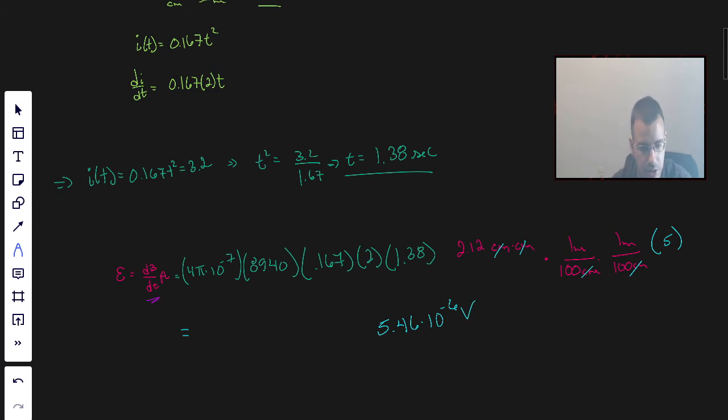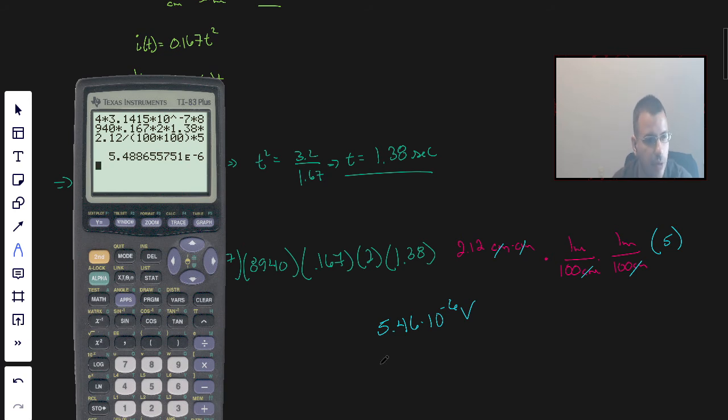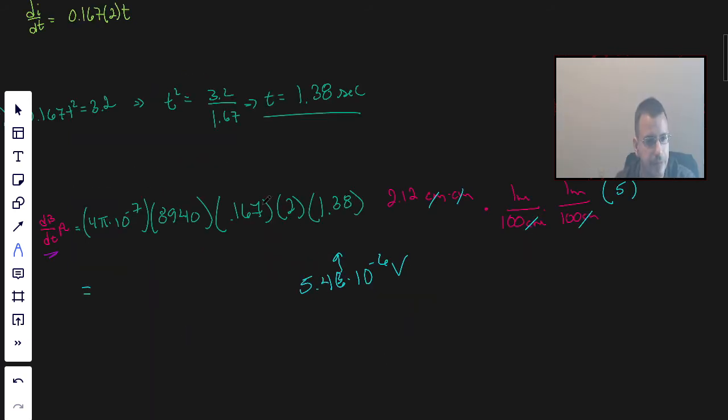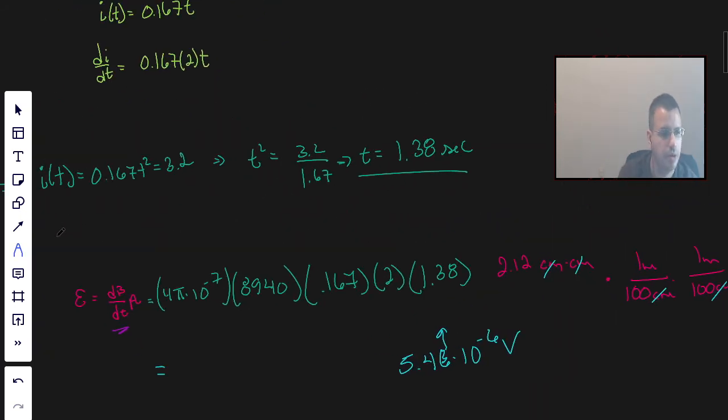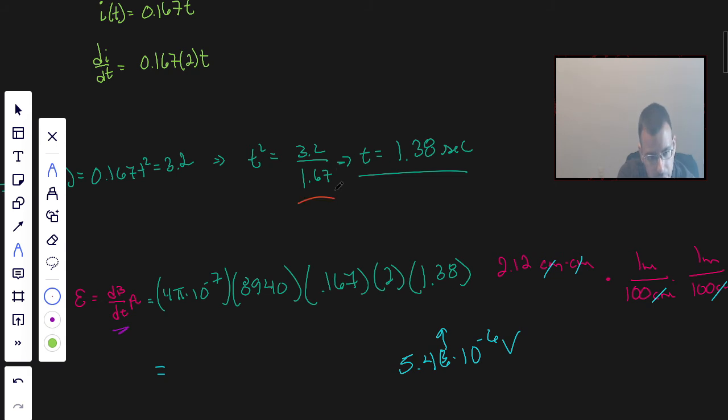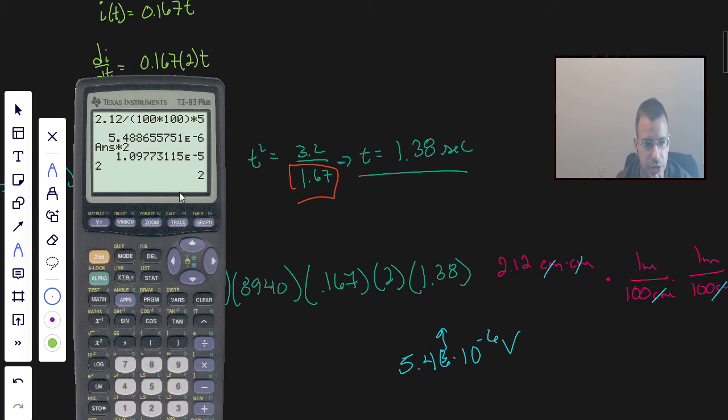Let me see. Is that what I got? 5.49. Just a second. I think that's, right here. Fail. Not 1.67. That's where I think I got tripped up. So going back to this, the second, square root of 3.2 divided by 0.167, not 1.67. That gives us 4.377.